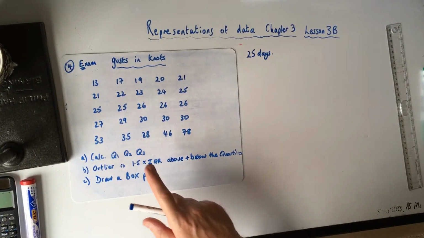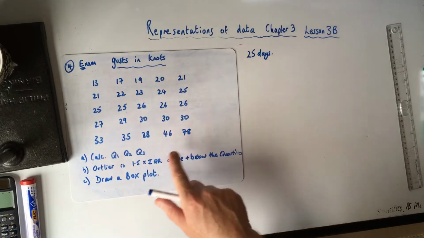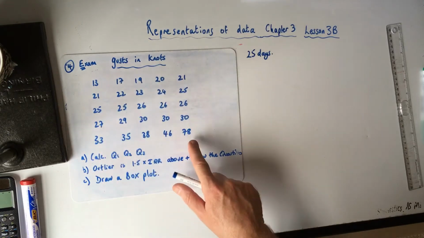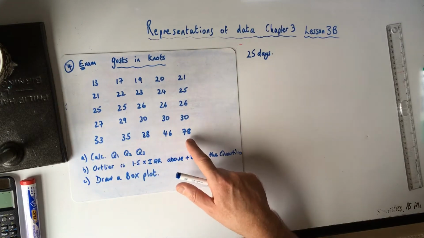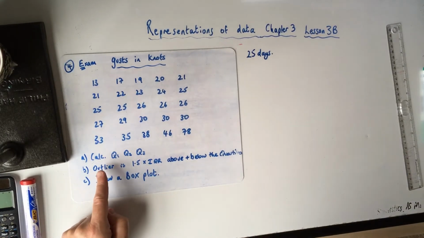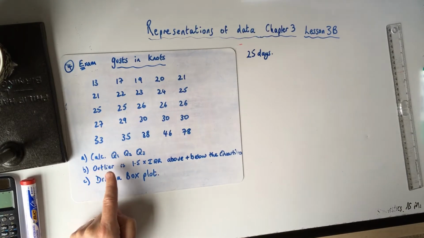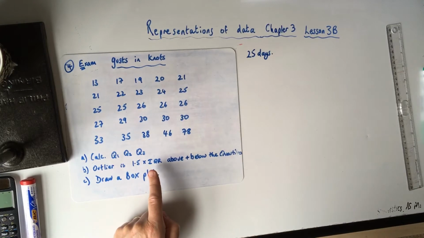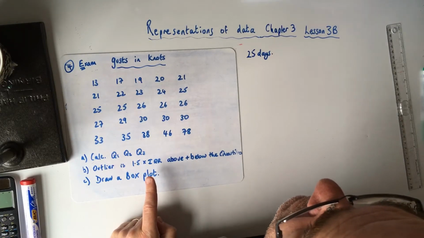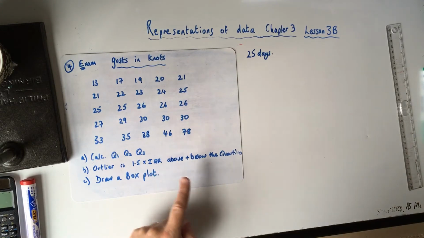Fortunately, in the book, it's put them all in order for us, so you can see one of those days it was only 13 knots, and one day, you know, it's getting to hurricane speed here, a gust of 78 knots. So that is a lot, isn't it? The question asks you to calculate Q1, Q2, Q3, so we're going to do that first.